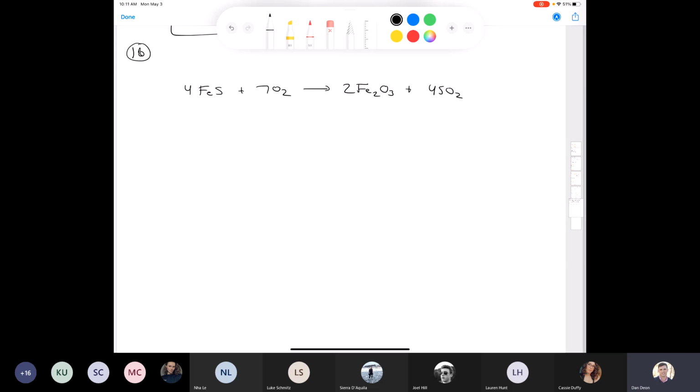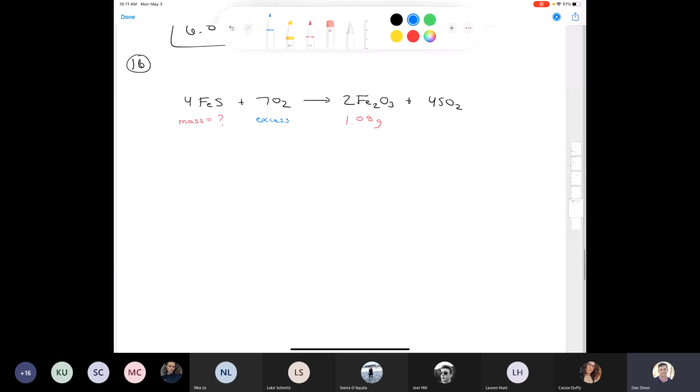And what they're saying is, if you want to form 1.08 grams of this guy, iron 3 oxide, what mass of this do you need? How much iron sulfide? And you can just assume that you have this in excess. You got all the oxygen that you would ever need at your disposal. Well, what do we need here? We're going to have to do a little bit of dimensional analysis.